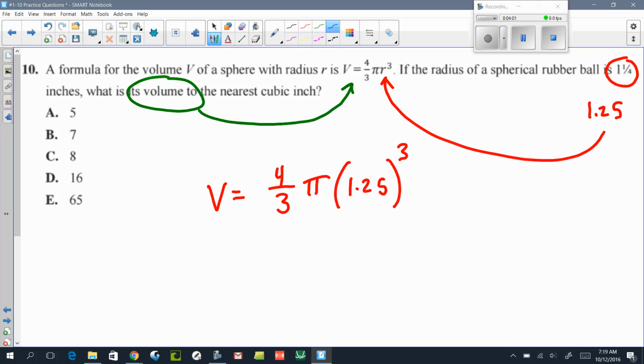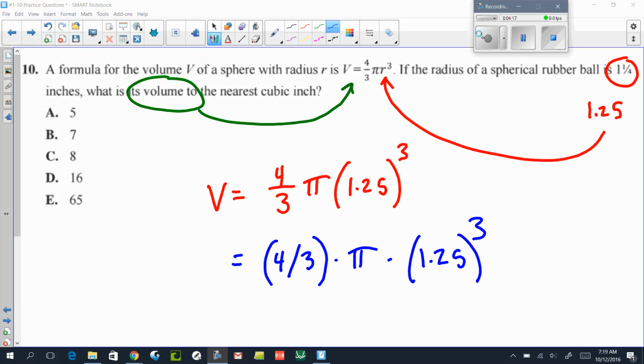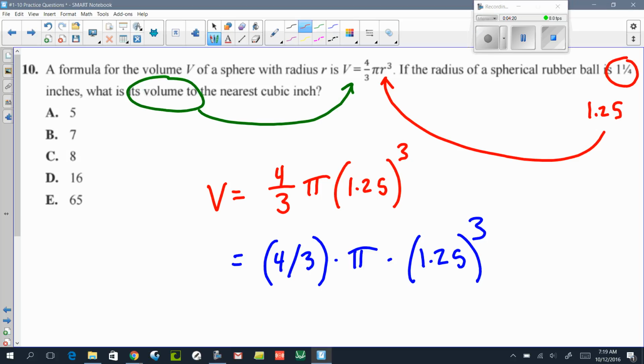This is definitely a calculator question. When you type it into a calculator, you're going to start with a parenthesis. You're going to use 4 divided by 3 for the 4/3 times pi. Then you're going to do times parenthesis 1.25 to the power of 3. If I type this into a calculator, this comes out to be approximately 8.181 dot dot dot. It asks us to round to the nearest whole cubic inch. So the nearest cubic inch would be 8 cubic inches for this volume.